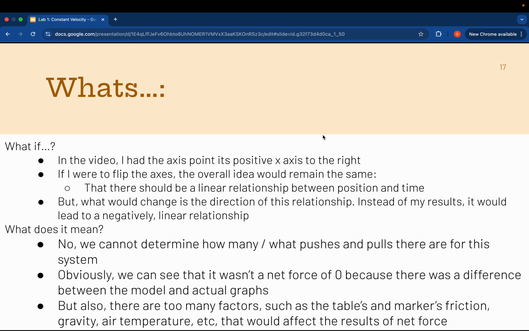And what does this mean? It means we can't determine how many pushes and pulls there are for the system, as in we can't calculate the net force to be exactly zero. Obviously, we know that it wasn't, because our results showed that there was a difference between the model and actual graphs, and we modeled zero net force. But also there are just too many factors, such as the table's friction, the marker's friction, gravity, air temperature, and other things like that, which would affect the net force that we simply can't calculate. And that's it.